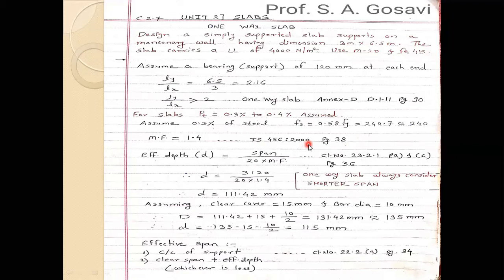Okay, there is one graph given to you, on which the y-axis shows the modification factor, and the x-axis shows the percentage of steel required and provided. Have you seen that graph, or shall I stop my screen share and open the IS code? Just wait, I will open the IS code over here.